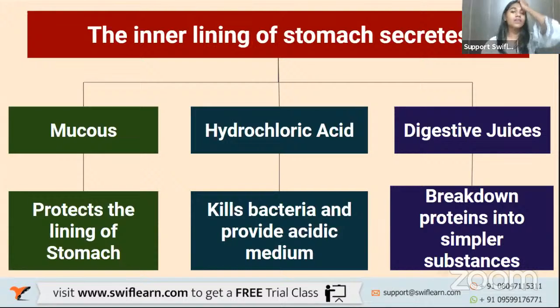Now moving on. Let's learn about the functions of the stomach. The stomach lining has mucus, hydrochloric acid, and it produces digestive juices. So the inner lining of your stomach secretes three things: mucus, hydrochloric acid, and digestive juices. Let's repeat it once again. The inner lining of your stomach secretes three things: your mucus, hydrochloric acid, and your digestive juices.